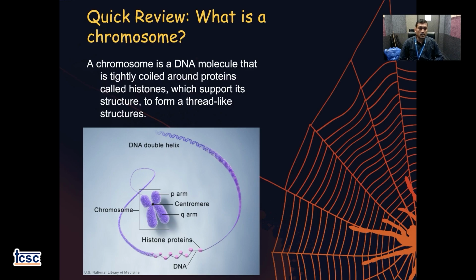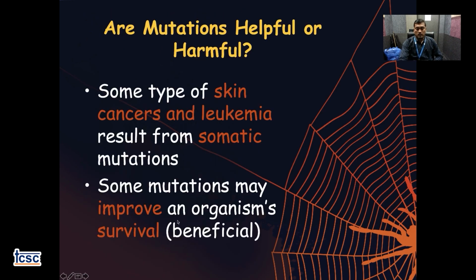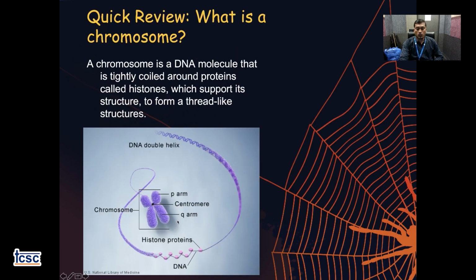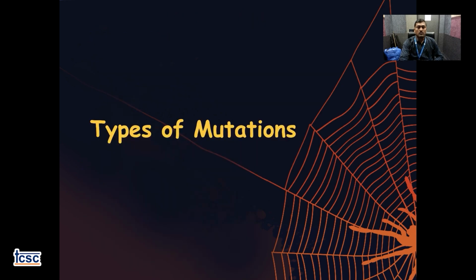Here you can see in the diagram a DNA double helix structure, and the chromosome, with the P arm. The short arm is called the P arm, the long arm is called the Q arm, and here are some proteins which are there for binding, and that is nothing but the histone protein. Then let's move towards the main topic, types of mutation.